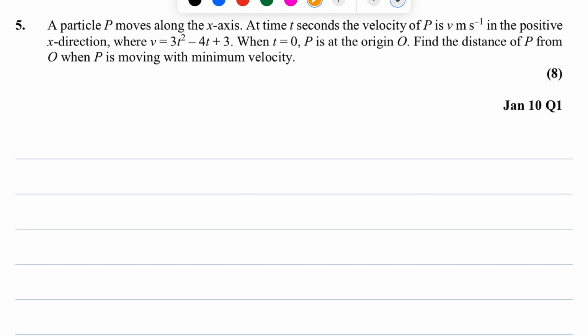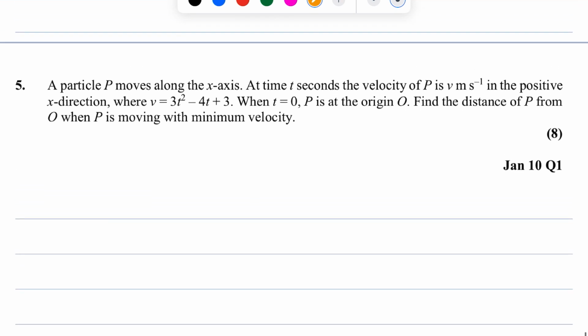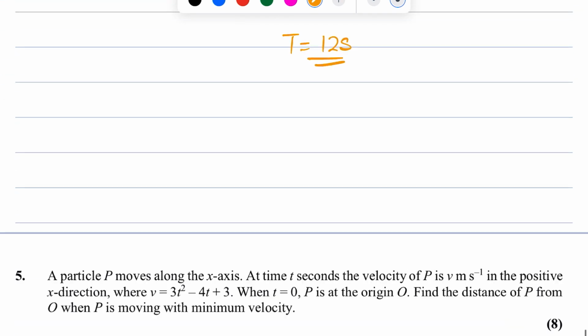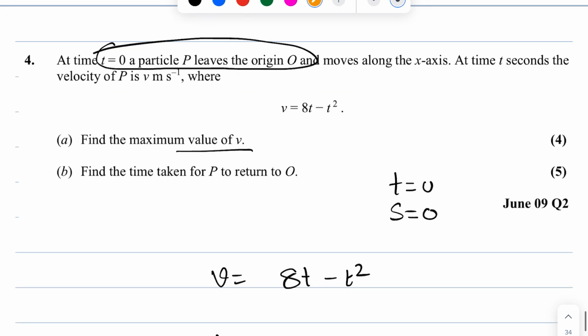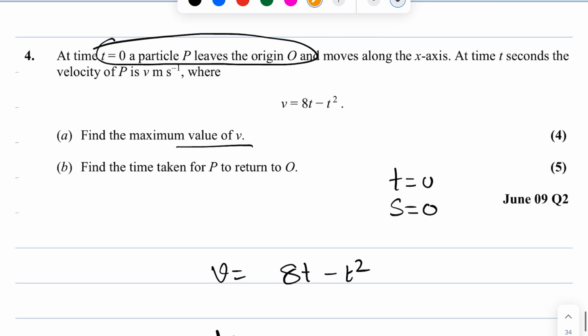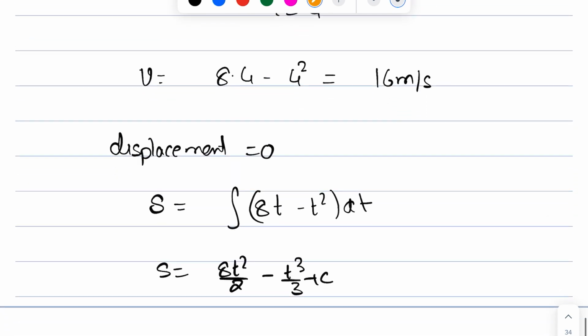Question number 5, or t equals 12 seconds, then find the time taken to return. So the answer is going to be 12 seconds.